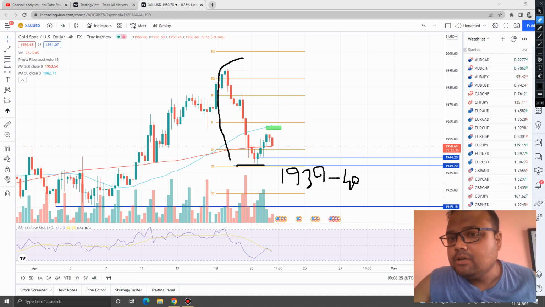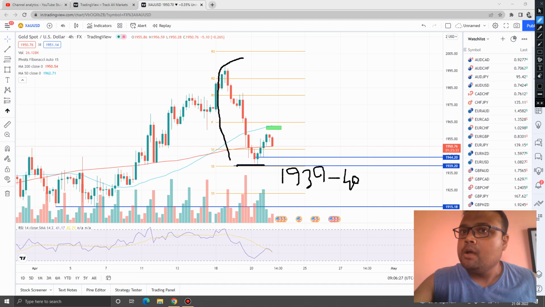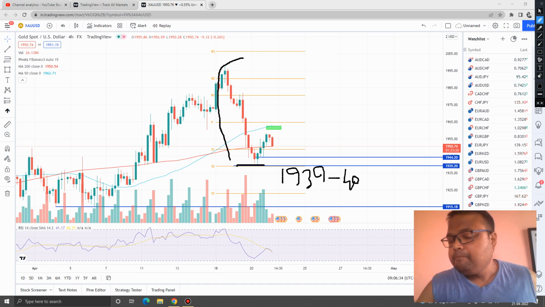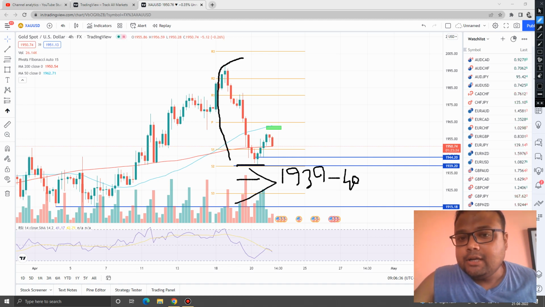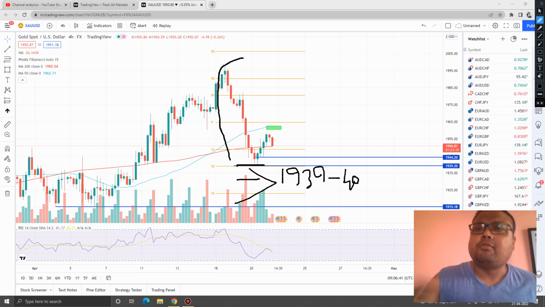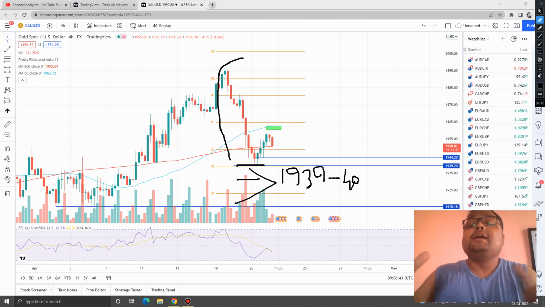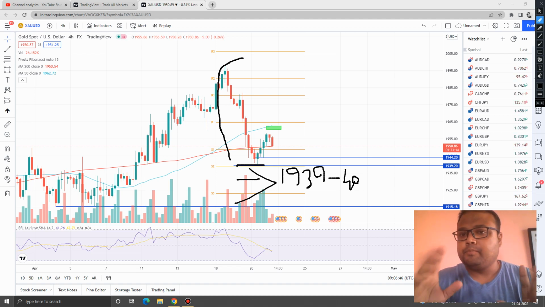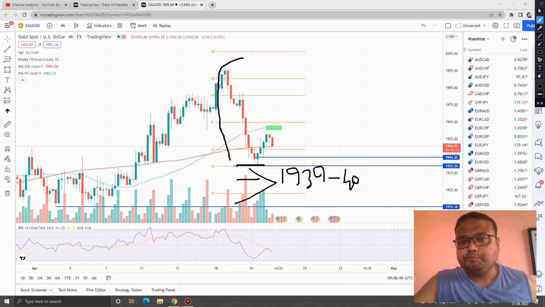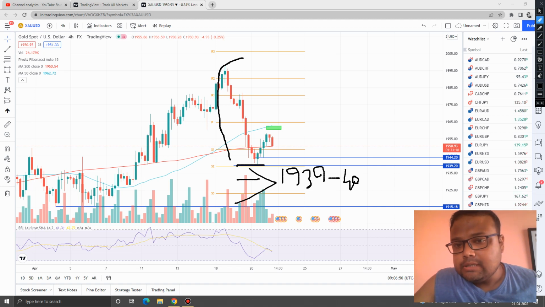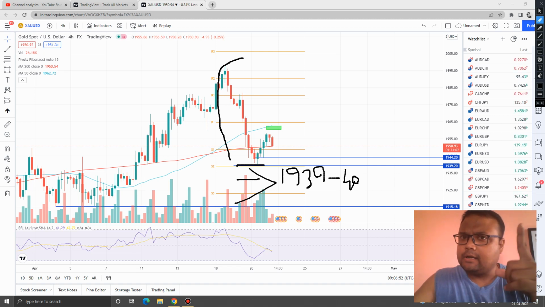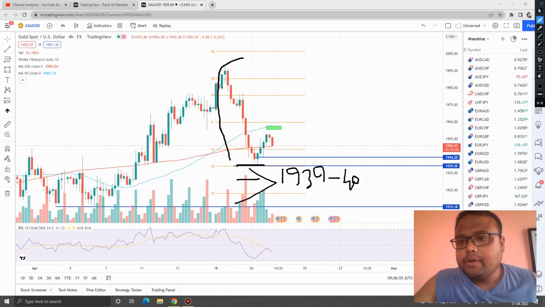So if gold comes down to this level of 1939 to 40, observe the market first. No level is permanent in the market. Observe the market first. If you see that price is bouncing from this particular level, then only take a buy. And I think there is a possibility of 40 to 50 pips earning potential in this zone, 1939 to 40, because this was the level that provided support to the market. Clear?